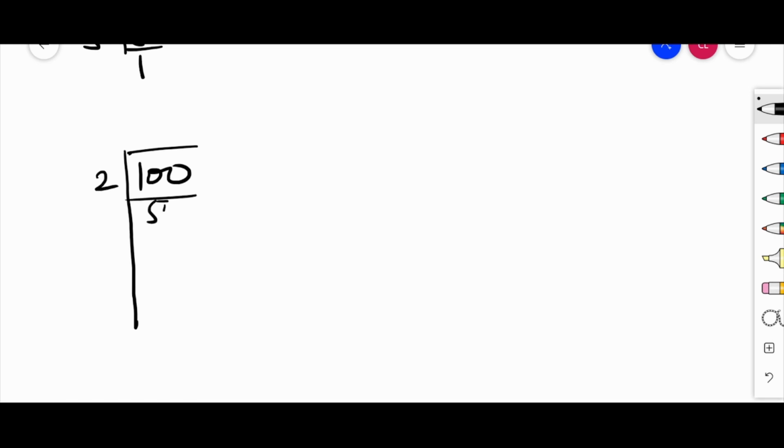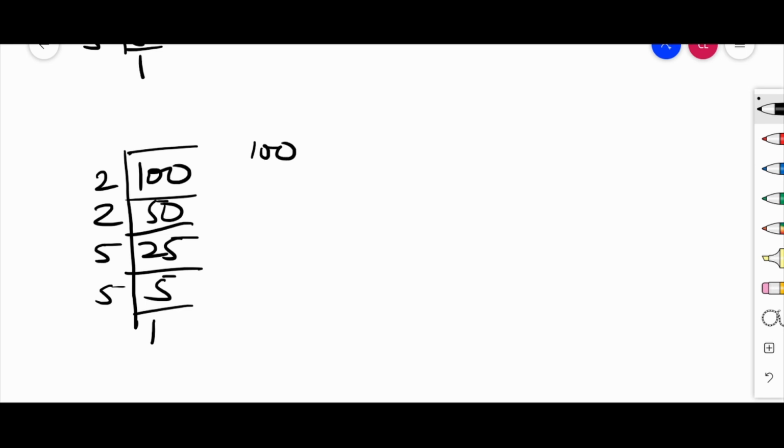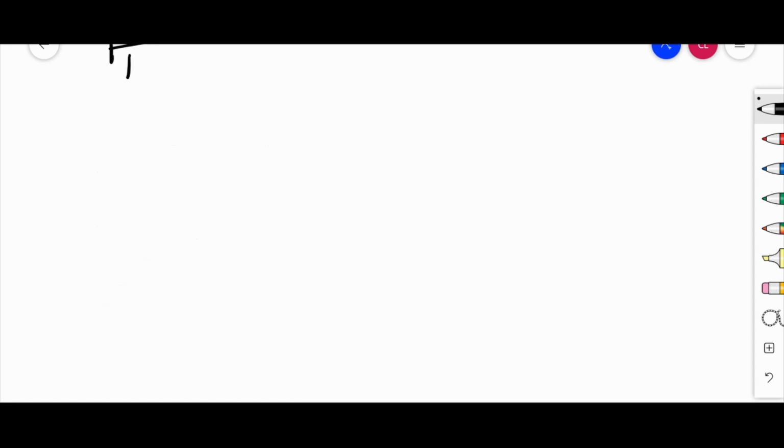So 2 could go into this 50, 2 into 50, 25, 2 can't go in there, 3 can't go in there, 5 could go into 25, 5 times 5 into 5, 1. So now 100 as a product of its primes would be 2 times 2 times 5 times 5. So 100 in exponential form would be 2 squared by 5 squared.